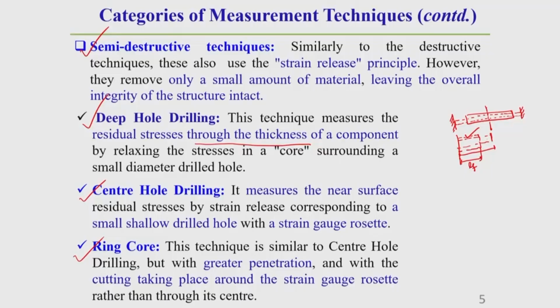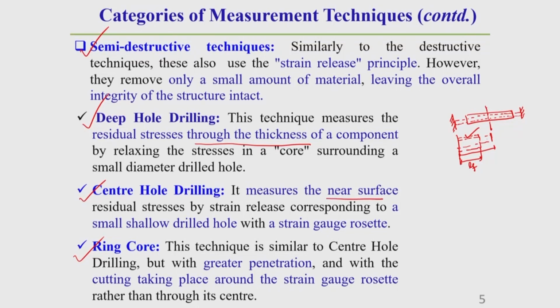This is done by releasing the stresses in a core surrounding a small diameter drill hole; you should keep this in mind. Now, the center hole drilling technique, how it works I will discuss in a subsequent slide in detail. The center hole drilling technique measures the near-surface residual stress by releasing the strain corresponding to a small shallow drill hole with a strain gauge rosette. So with deep hole drilling we generally measure the residual stress through the thickness, but center hole drilling measures the residual stress near the surface. You should keep this in mind.